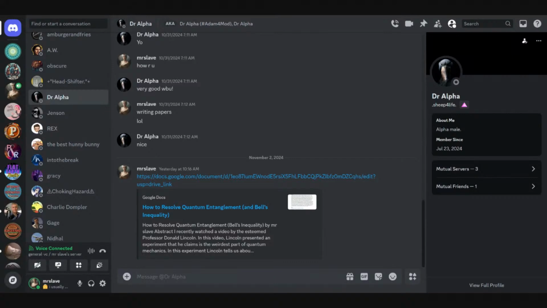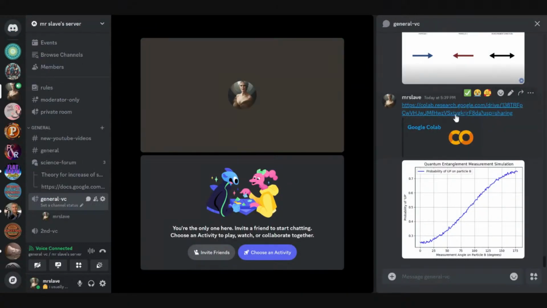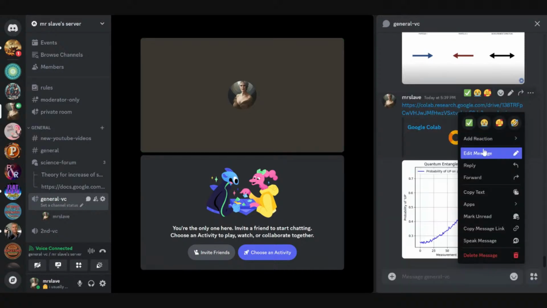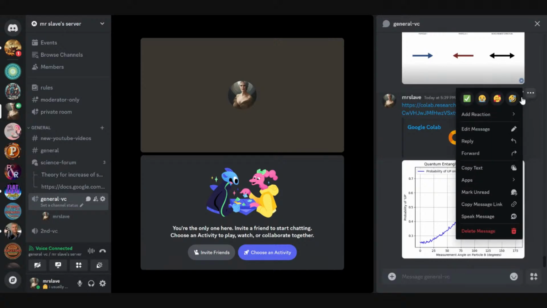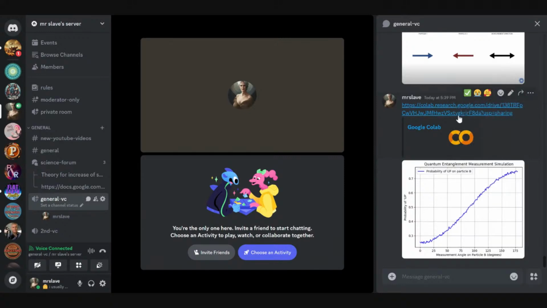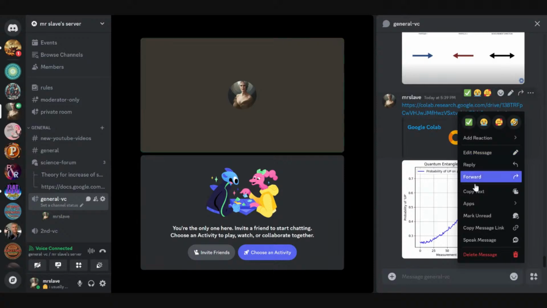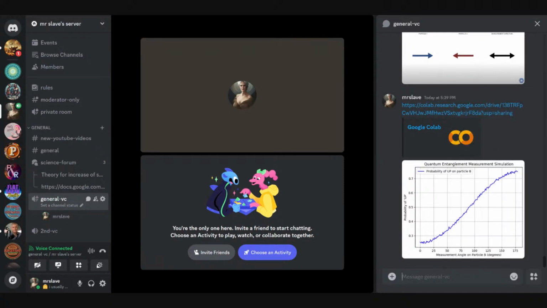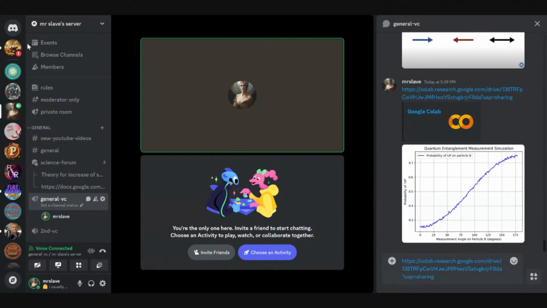Okay, let's take the code. So we already, if we go to mine, the paper, how do you copy the link? How do you just copy the link? What is copy message link? I don't want to copy the message link. Copy text? I guess copy text.